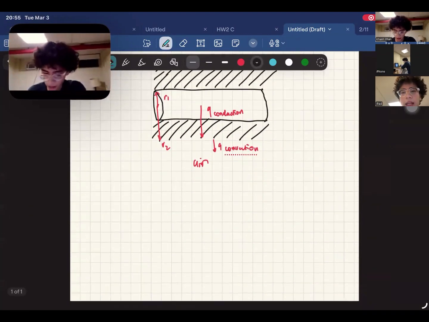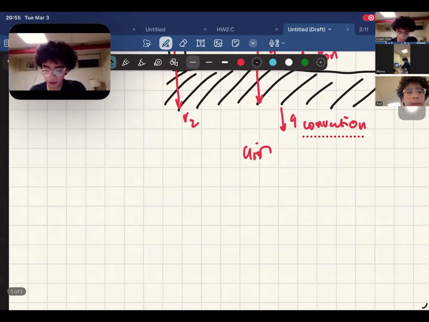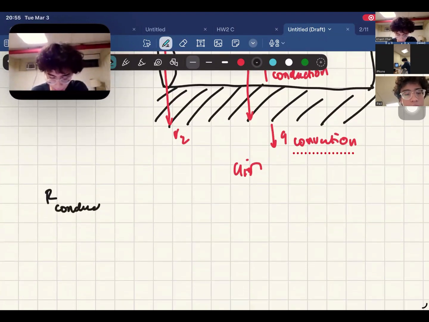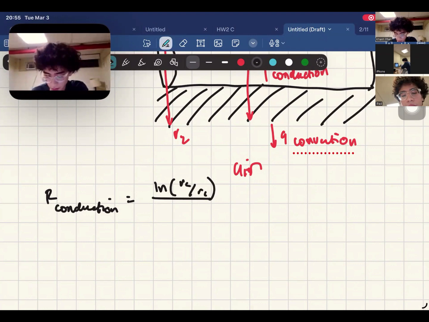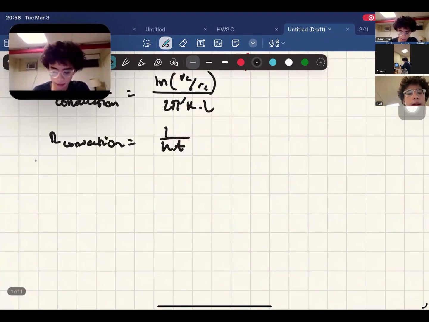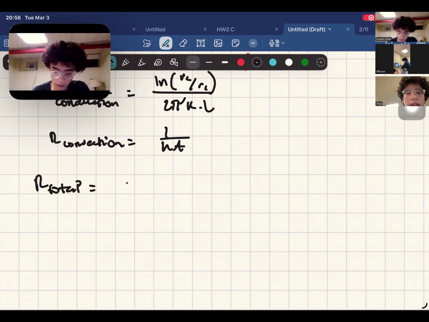Okay. And so we determined in B2 that the thermal resistance by conduction of a cylinder is natural log of R2 over R1, over 2 pi k times length. And then we know that R by convection is 1 over HA. So let's find the total thermal resistance. So R total is those two added together.